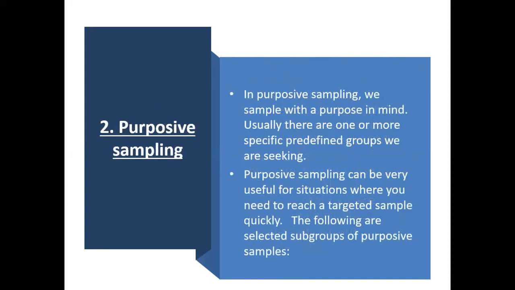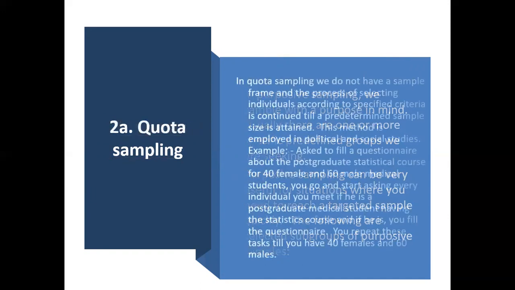Number 2, purposive sampling. In purposive sampling, we sample with a purpose in mind. Usually, there are one or more specific predefined groups we are seeking. Purposive sampling can be very useful for situations where you need to reach a targeted sample quickly. The following are selected subgroups of purposive samples.